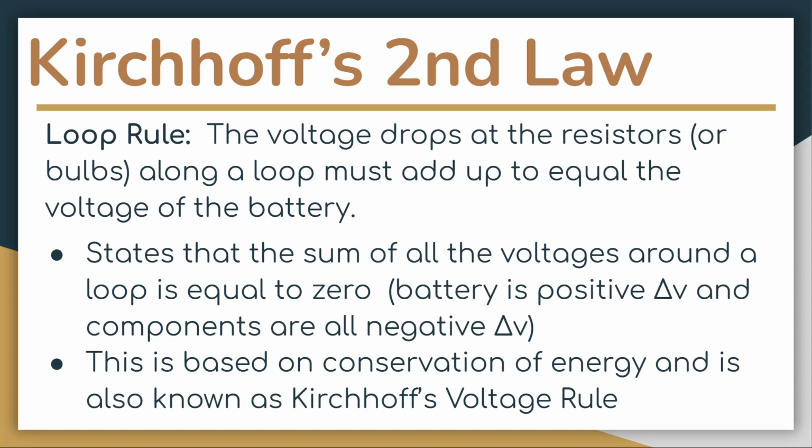All right, loop rule. So this is Kirchhoff's second law. We had our junction rule, now we have our loop rule. The loop rule states that the voltage drops at the resistors or bulbs along a loop must add up to equal the total voltage of the battery. This also means that the sum of all the voltages around a loop is equal to 0. That's because the battery adds energy in, and then you lose that energy at the different light bulbs. So if you were to add up all of those, you'd have positive 12 at the battery, and then you'd have -6 and -6, or whatever. And so your sum equals 0.